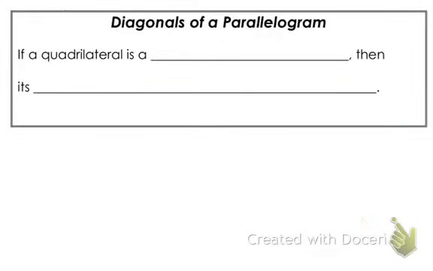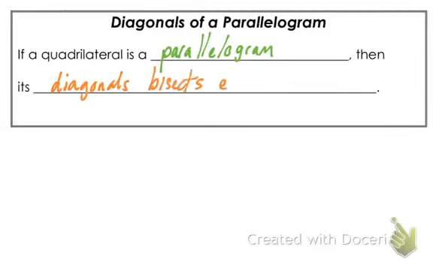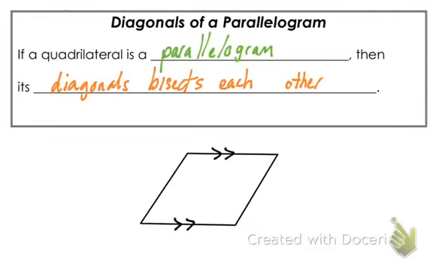Now the last property of a parallelogram we're going to talk about is its diagonals. If a quadrilateral is in fact a parallelogram, then we know that its diagonals bisect each other. What that means is that if we have a parallelogram, opposite sides are parallel, we're going to label it A, B, C, D, and we draw one diagonal. A diagonal goes from vertex to vertex. Now this diagonal is just one of the two diagonals in this parallelogram.